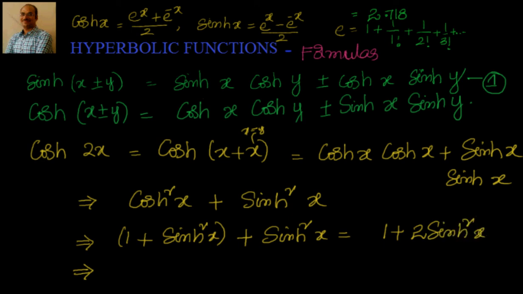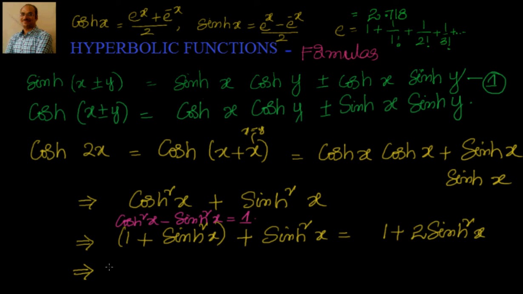What's the formula we have used? If you don't remember, I am using the formula here: cosh²x minus sinh²x equals 1. That's the formula we have used there.